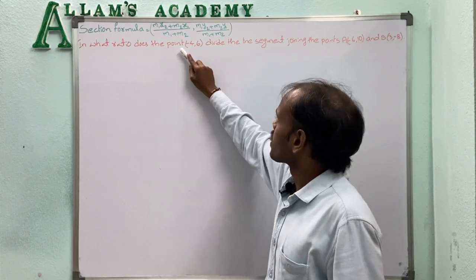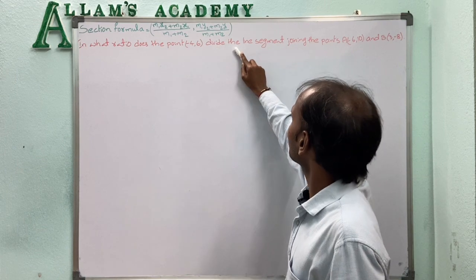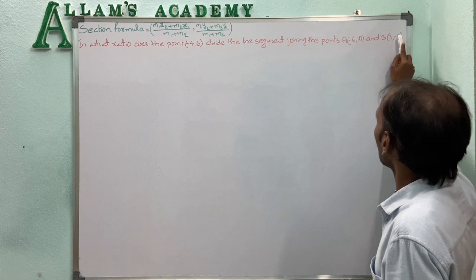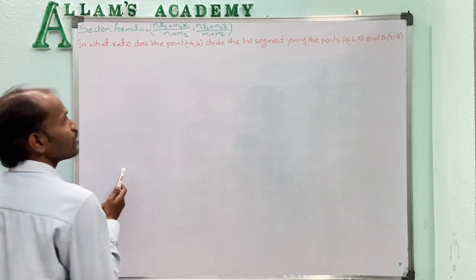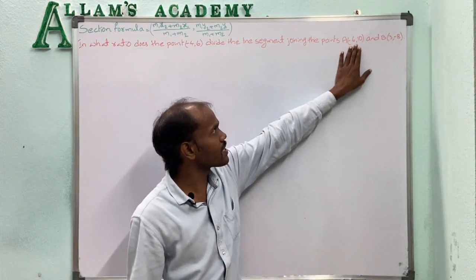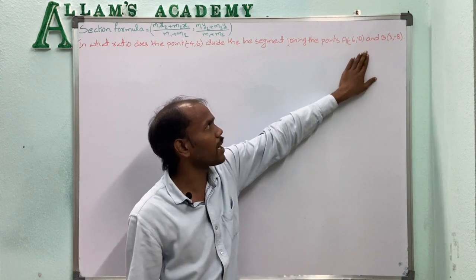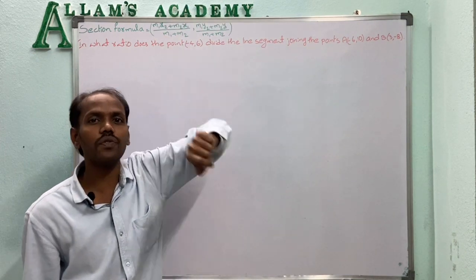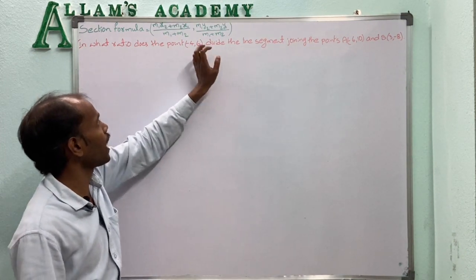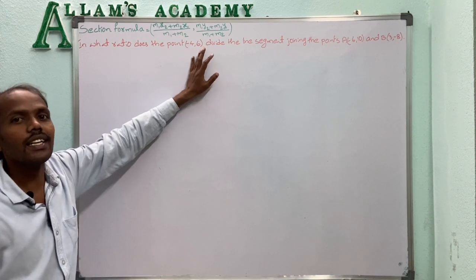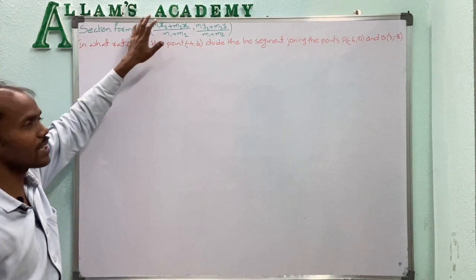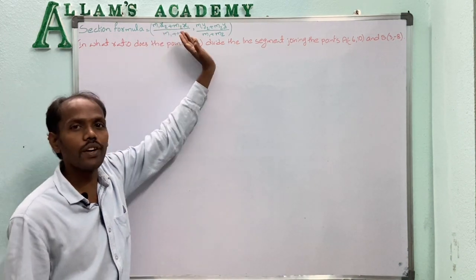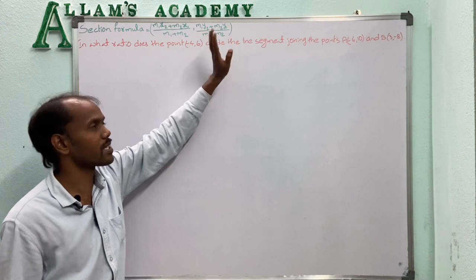In what ratio does the point (minus 4, 6) divide the line segment joining the points A of (minus 6, 10) and B of (3, minus 8)? So we have A of minus 6 comma 10, B of 3 comma minus 8, the line joining these points is divided in which ratio? Then we get the point minus 4 comma 6, that is given. So here we use the section formula: (m1x2 plus m2x1) by (m1 plus m2), (m1y2 plus m2y1) by (m1 plus m2).